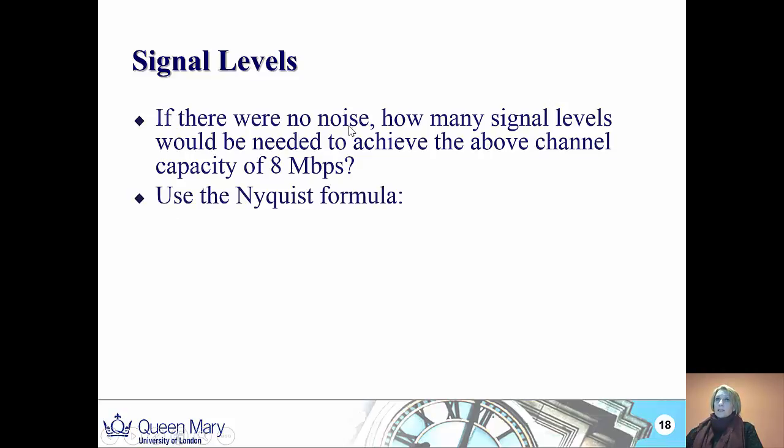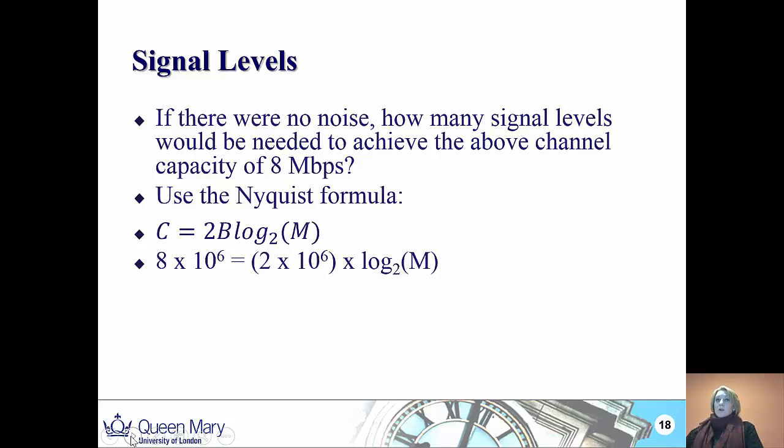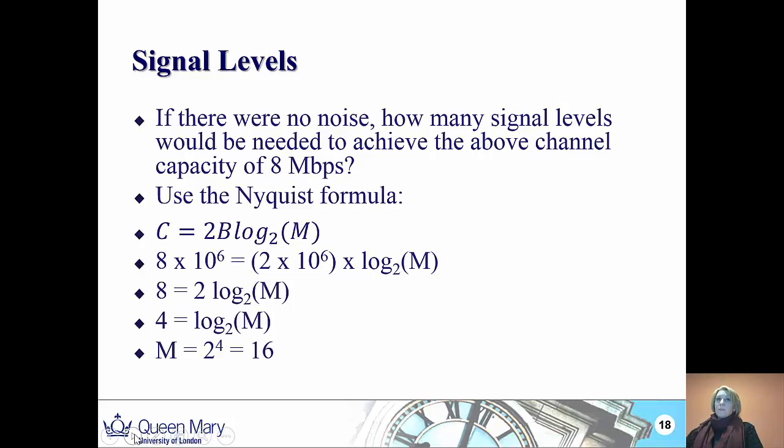So we're making an assumption in this scenario that there's no noise. We therefore use our Nyquist formula and we plug our numbers in. Okay, so we've got our 8 megabits per second, we've got our 1 megahertz channel, and we want to find our number of signal levels. And through calculating this out, we come to 16, so we need 16 signal levels in order to fulfill the channel capacity of 8 megabits per second.